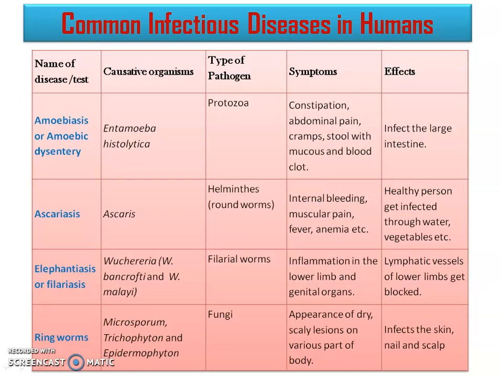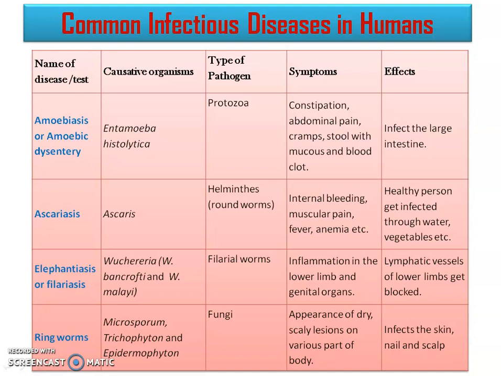Some more infectious diseases are given here. The next one is amoebiasis or amoebic dysentery, which is caused by a protozoa named Entamoeba histolytica, and the symptoms include constipation, pain in the abdomen, cramps, and the stool generally consists of mucus and blood clots. Amoebiasis generally infects the large intestine of our body.